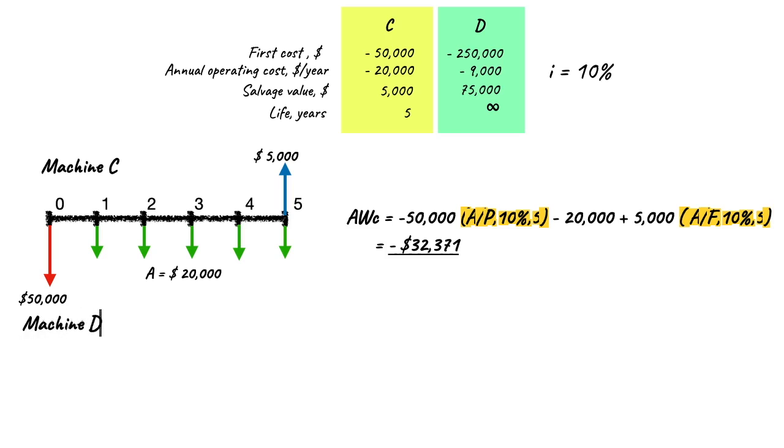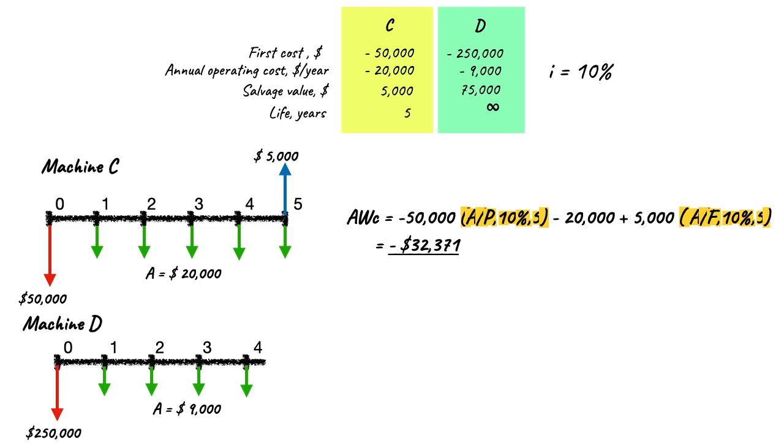So in machine D, oh dear, we do not know when is the end of life of this machine, but we do know that it has an initial cost of $250,000, and we do know that the annual operating cost is $9,000. How about the salvage value? We don't know where we should put the salvage value because the time is simply infinity. Okay, so we can just ignore the salvage value in our cash flow.